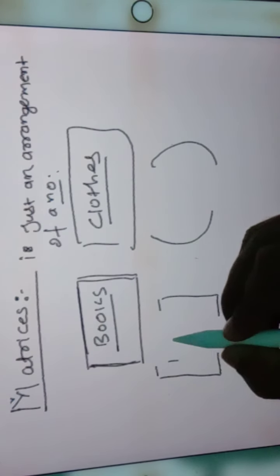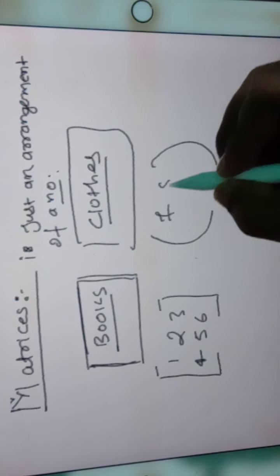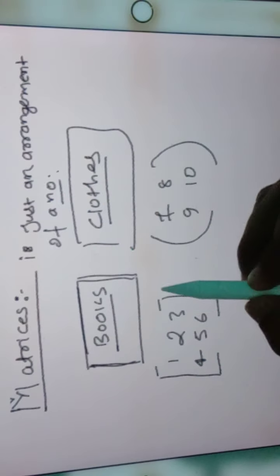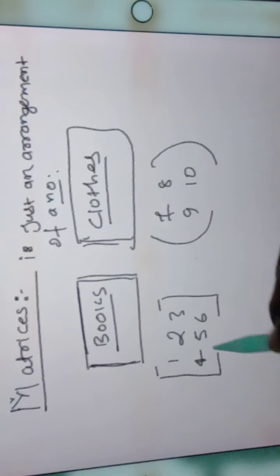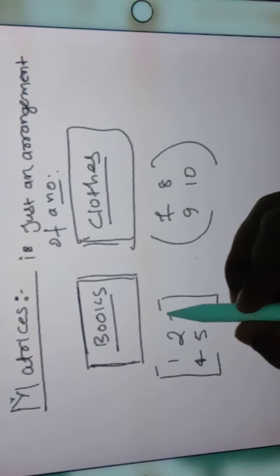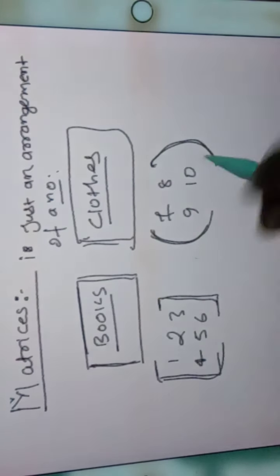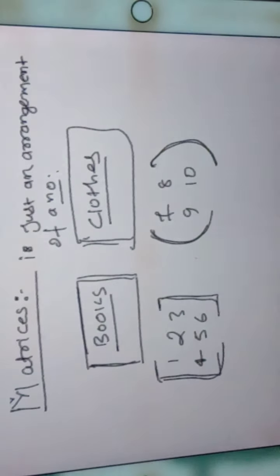we write here numbers 1 2 3 4 5 6 7 8 9 10 like that. Then this arrangement of numbers, like I arrange books in a bag, we also arrange clothes in a bag. In the similar way, when we arrange numbers in this shape or this shape, then it is known as a matrix. Okay, clear?